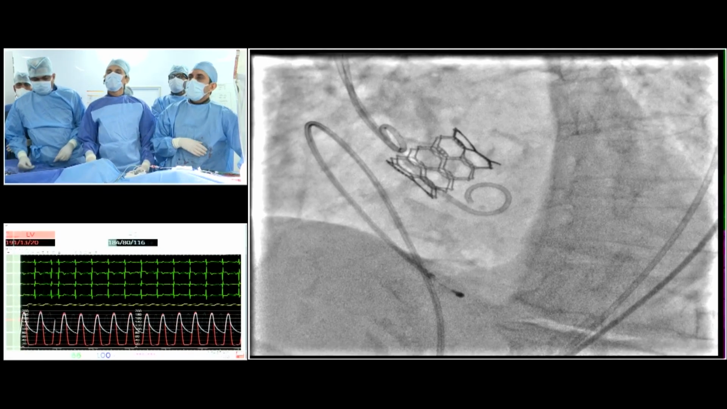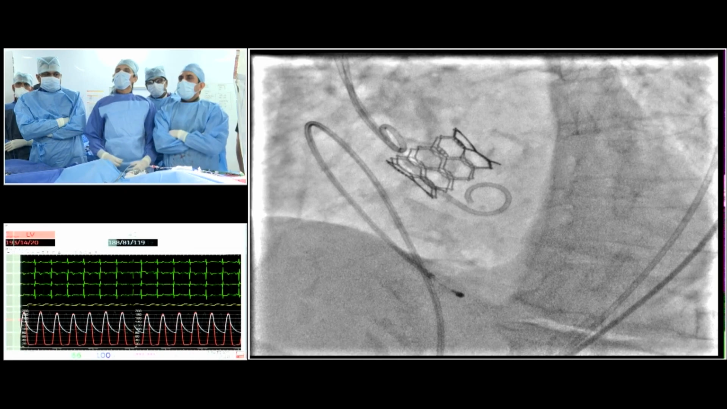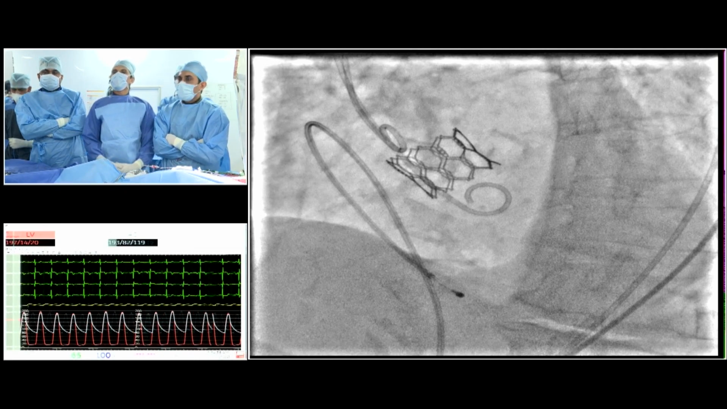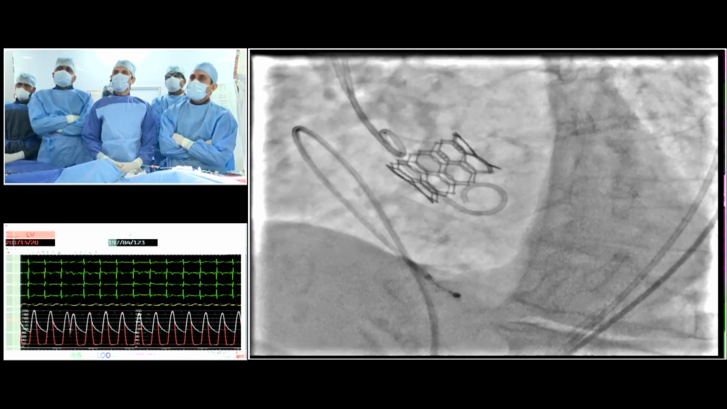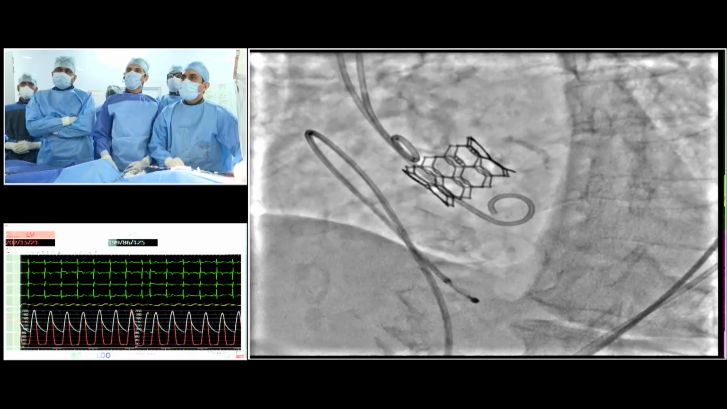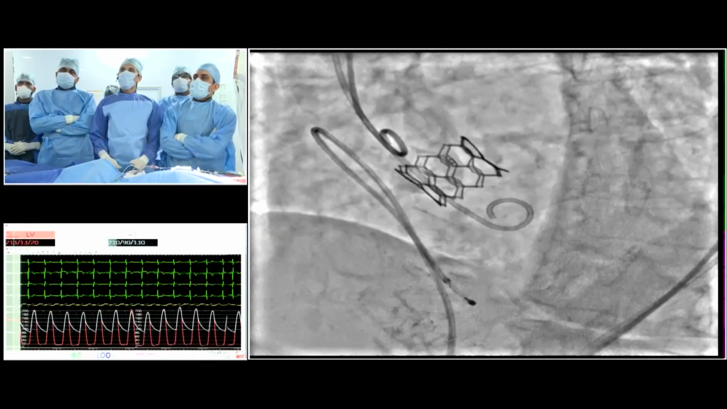Absolutely no gradient. We'll take a picture here, and another point for the audience is, when you want to make sure that the left main is free or away from the valve frame, go to the LAO cranial and then take a picture. So this is the LAO cranial, remove parallax in the valve, and let's go ahead and inject, please. Looks good.